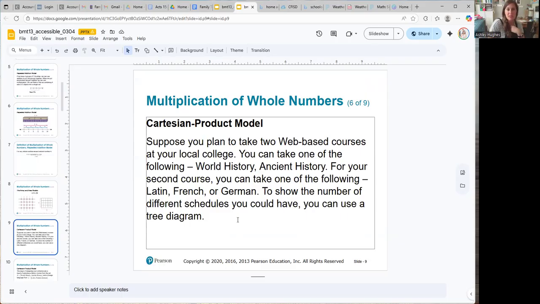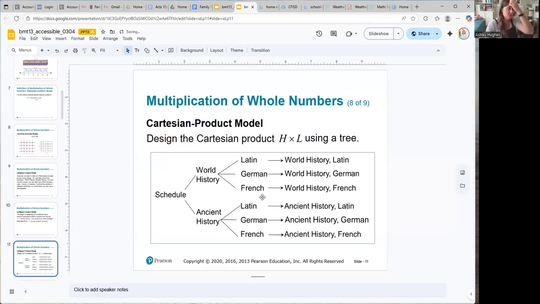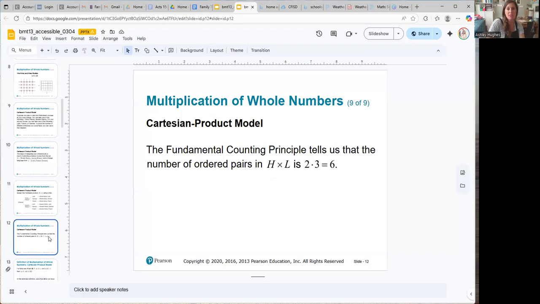Suppose you plan to take 2 web-based courses at your local college. You can take one of the following: world history or ancient history, and then for your second course, you can take Latin, French, or German. So here's a way where you would have to use multiplication to see the different options you have. And so you have 2 history options and then 3 language options. You can write these as a set, and then you could do it as a tree if you wanted, where you can either take world history and then Latin, or world history and then German, world history then French, or ancient history with each of those options. So you have a total of 6 options, which you can figure out by doing 3 times 2.